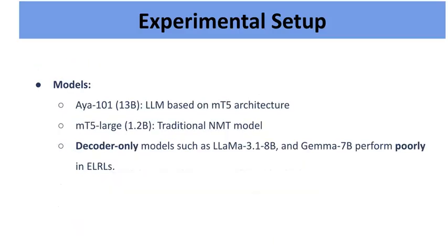We experimented with decoder-only LLMs such as Llama 3.1 and Gemma 7B, and we see that decoder-only models have very poor performance, and the encoder-decoder LLM such as Aya has very good performance. So we continue with Aya 101, and we also want to check how a neural machine translation model performs on these extremely low resource languages, so we use the mT5 large model for that. Keep in mind, we have not fully fine-tuned the Aya 13 billion model; we apply LoRA.